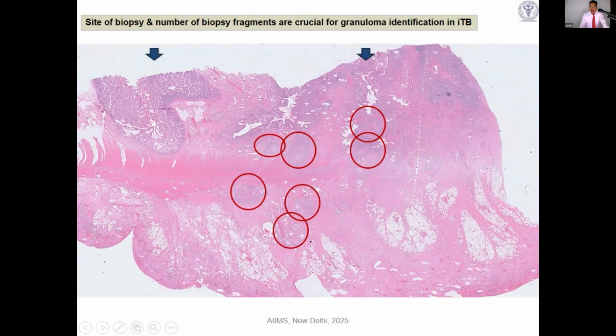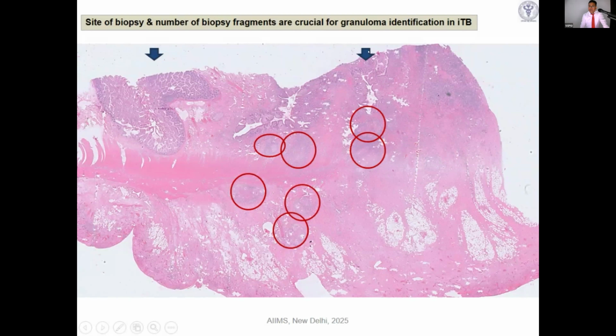Look at this area of the ileocecal junctional mucosa, and this is the resection specimen. You can see, if the biopsies are taken from this area, you will not see anything. If the biopsies are taken from this ulcerated area, where you are seeing deep ulcers, the granulomas are also more condensed in those areas, okay?